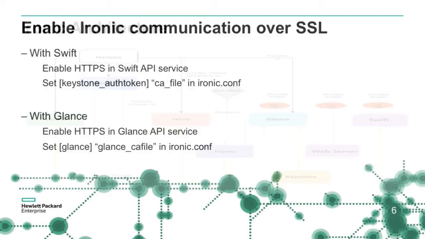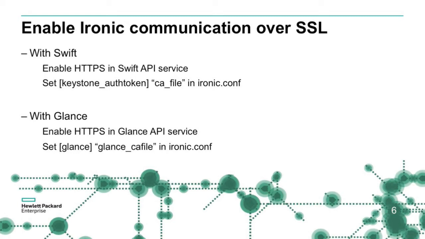So far, Ironic did not support providing any certificates, which are basically self-signed certificates, in the conf file to talk to services like Swift or Glance. That has now been added, so that you can pass your own certificates, which can be used by Ironic to talk to these services, Swift and Glance. So this covers the case when you want to fetch the images from Swift and Glance, basically the deploy images and the final instance images.